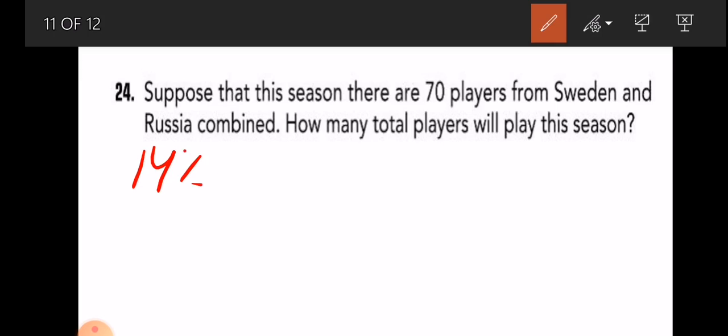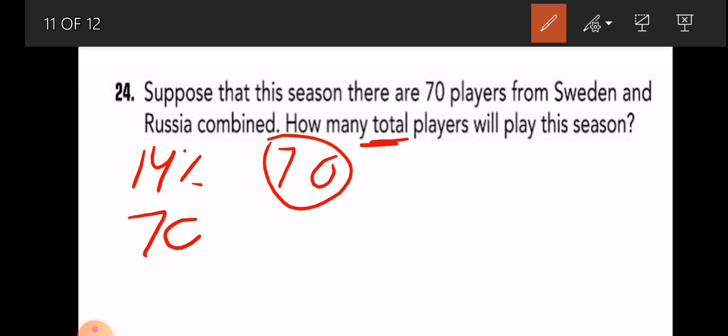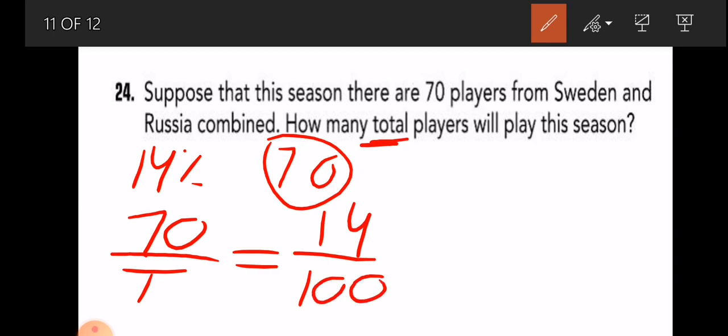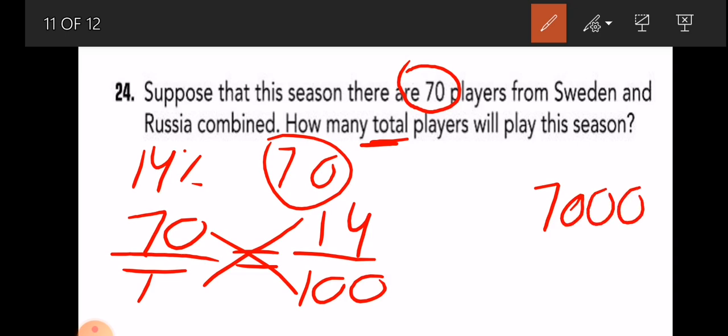And they told you how many players will participate? 70 players. So this is my part. And I wanted the total number of players for the two countries together. So the same, 70, this is the part from the total, equals 14 over 100. The difference here is that I have two countries, so I added the percent of the two countries together because they give me the number of players for the two countries. Also cross multiplication, so it will be 7,000 divided by 14.